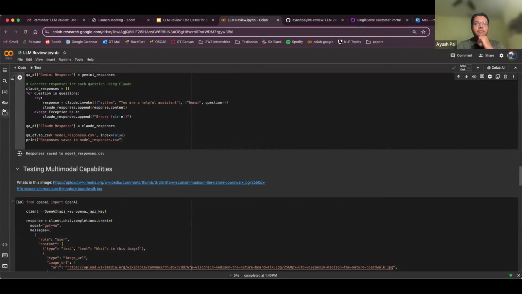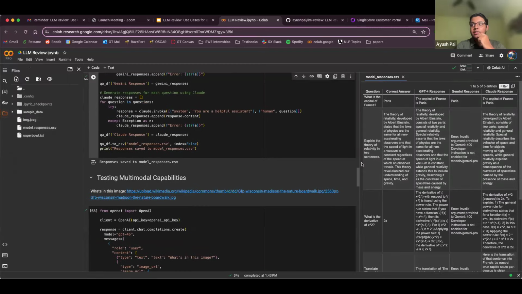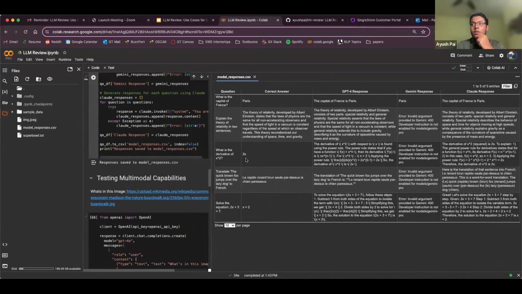Cool, and it saved it to the CSV file. So let's open the CSV file and see how it did. Okay, so we got some errors from Gemini for some reason, but that's okay. I think it's some developer issue with the API maybe, but we got something from GPT and Claude.